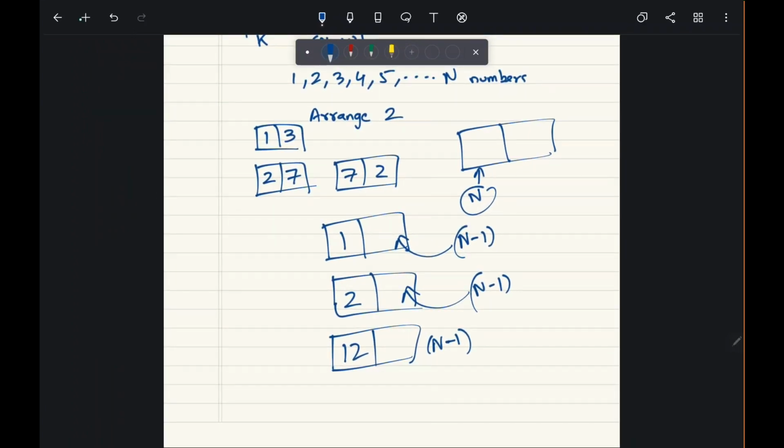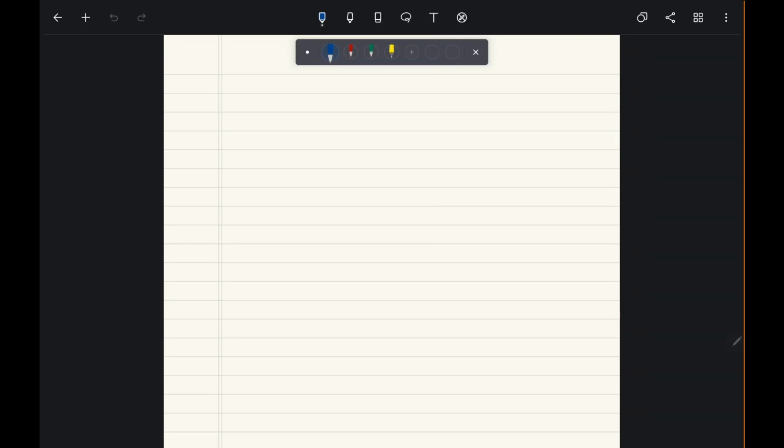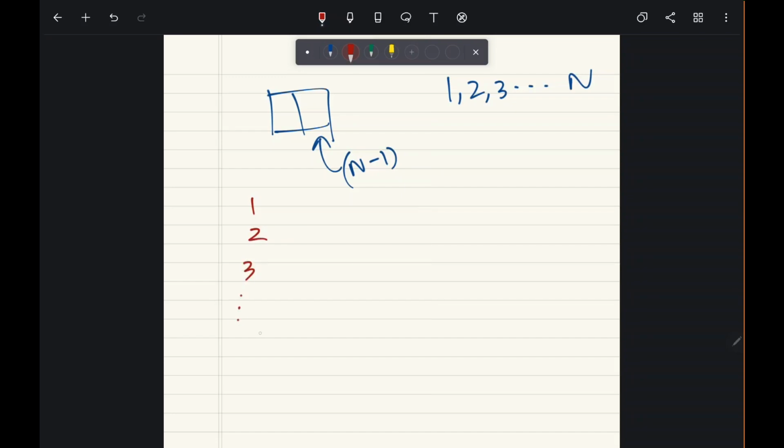So no matter which number I choose for the first box, right? I have 1, 2, 3, and up to n. I always have n minus 1 choices for the second box, because that one number gets blocked with this box and I can't choose the same number again. So I could choose 1, 2, 3. I could basically choose even n, and I have n different choices for the first one, right? And each one of those choices is going to give me n minus 1 choices for the second box, right?